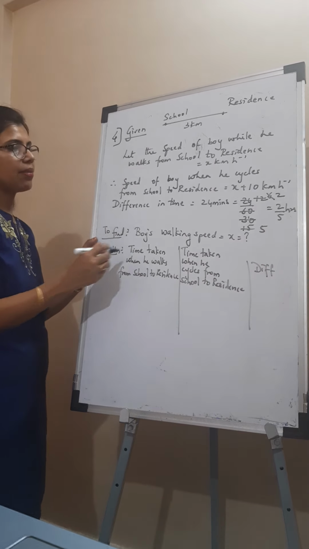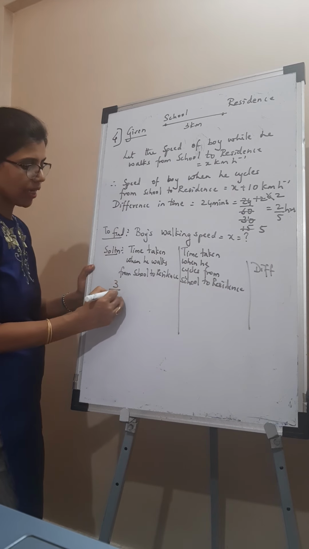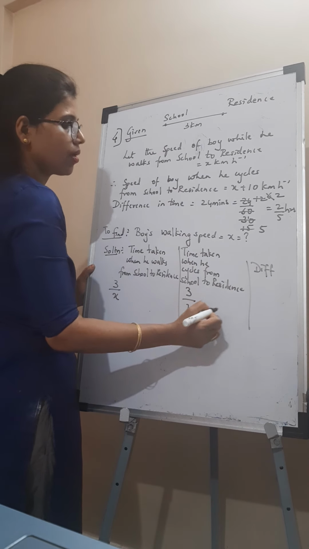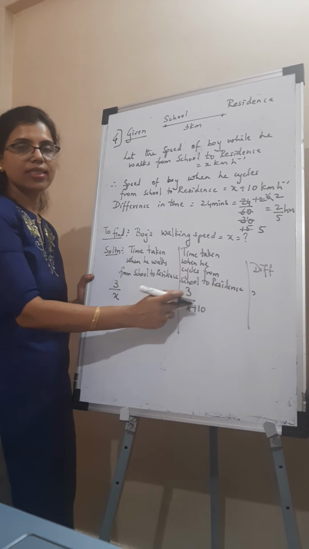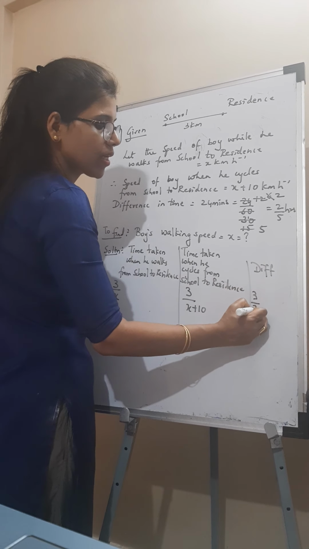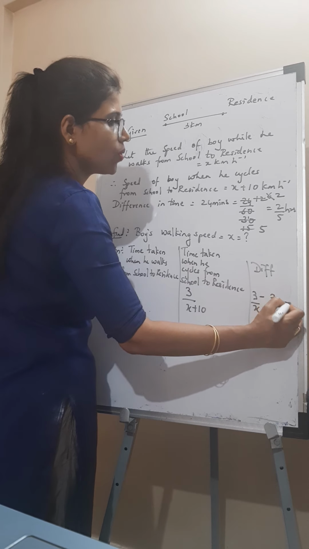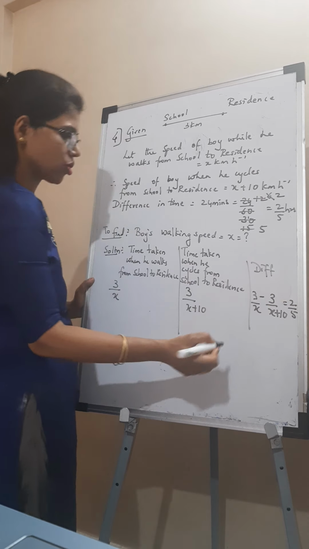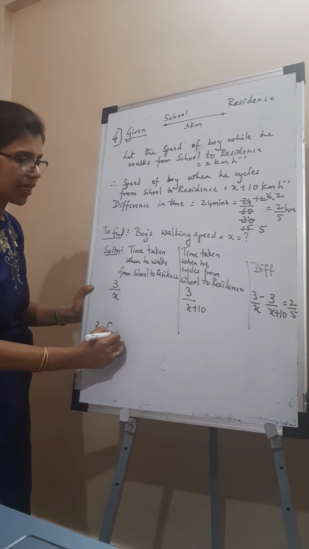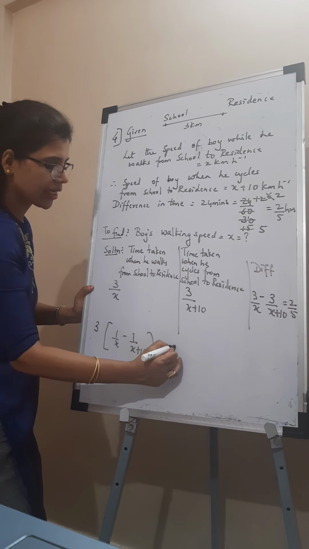Here time taken will be distance upon speed. So 3 upon x, and here it will be 3 upon x plus 10. And the difference will be, as I told you, that the speed is more, time will be less. So 3 upon x will come first, minus 3 upon x plus 10 is equal to 2 upon 5. Now this is your equation. You have to solve that. So take 3 common, you will be getting 1 upon x minus 1 upon x plus 10, and here you will be getting 2 upon 5.